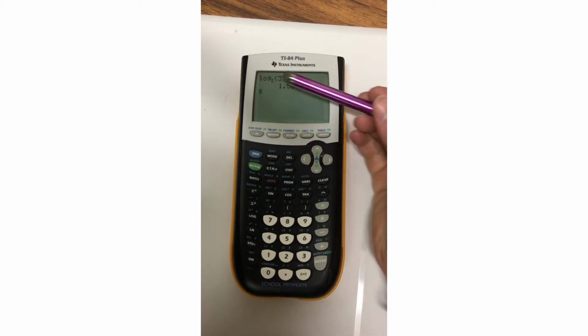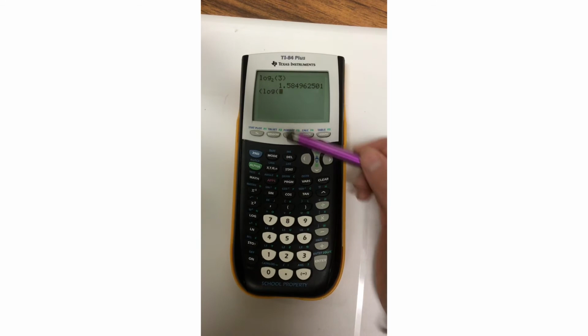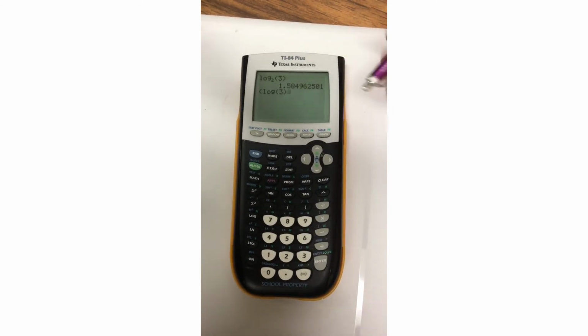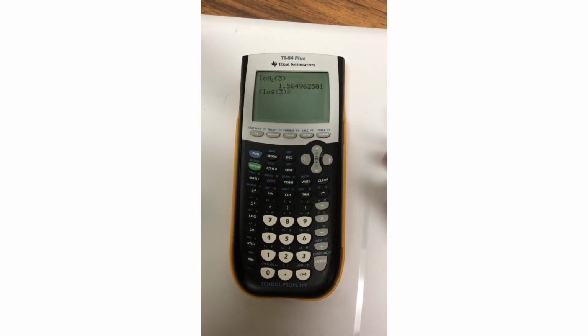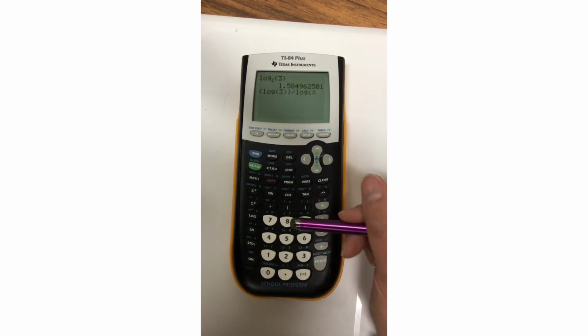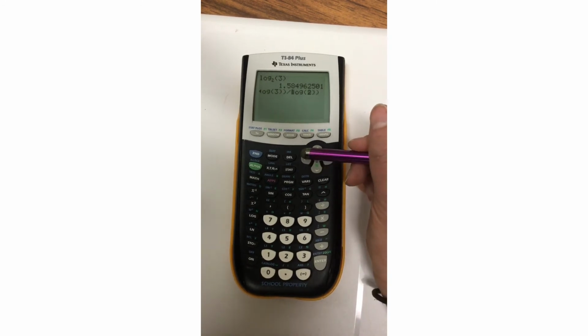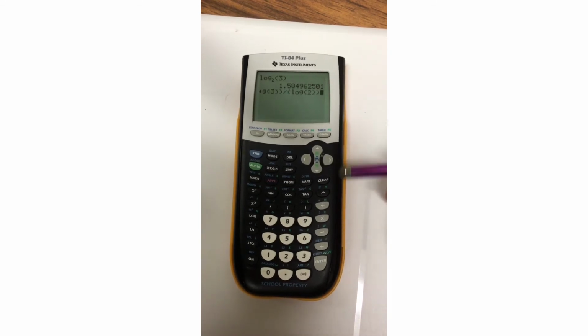Now if you need to do the change of base formula, it's very simple. You're going to take the log with the base of 10, the original log button, of 3. The formula says I take the log of this big number and then divide it by the log of the base number. So log of 3 divided by log of 2. I really should have put parentheses around log of 2, just to make sure I don't mess anything up. Hit enter, and I get the same answer.